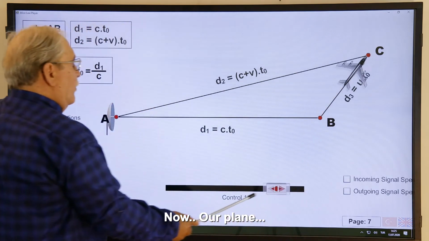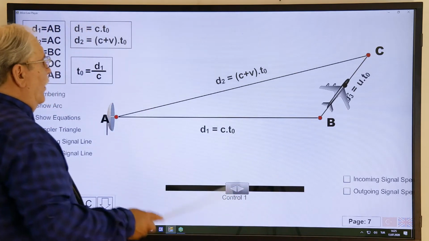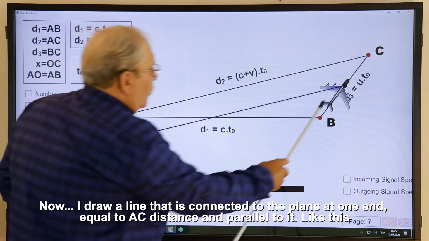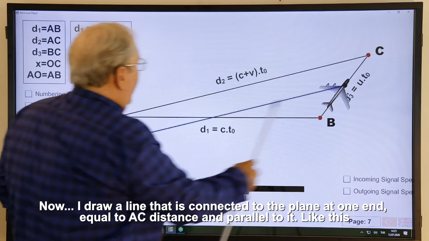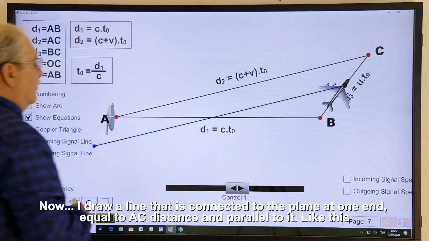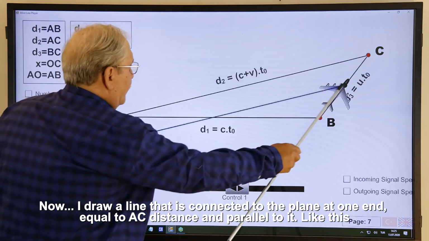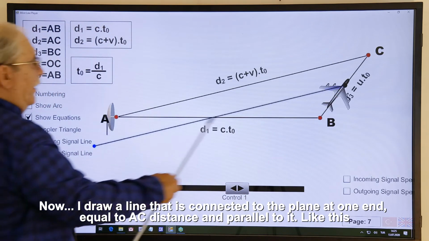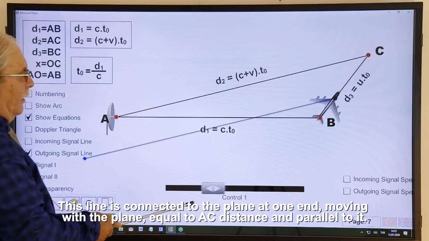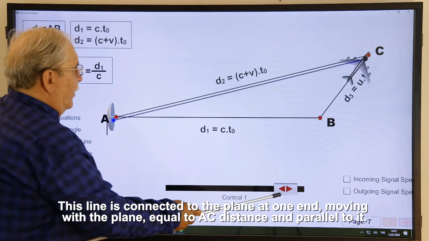Now, our plane. Now, I draw a line that is connected to the plane at one end, equal to AC distance and parallel to it. Like this. This line is connected to the plane at one end, moving with the plane, equal to AC distance and parallel to it.